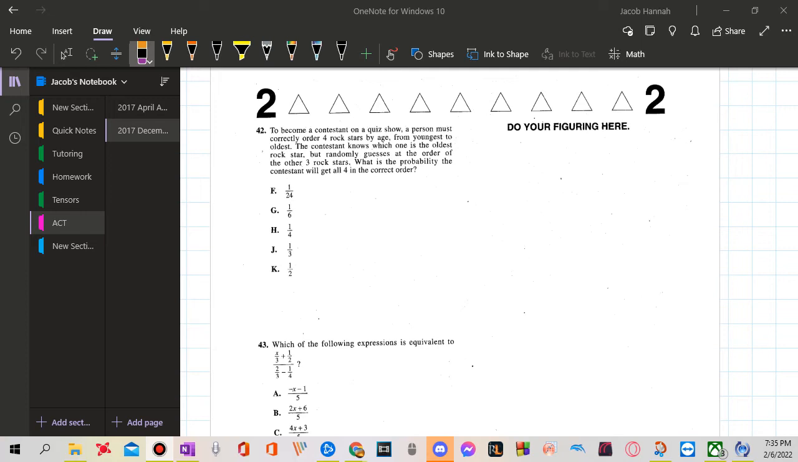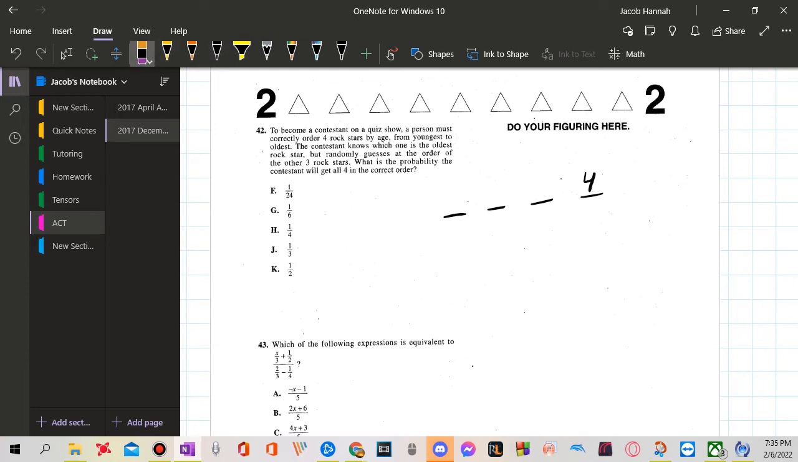So, to become a contestant on a quiz show, a person must correctly order 4 rock stars by age from youngest to oldest. The contestant knows which one is the oldest rock star, but randomly guesses at the order of the other 3 rock stars. What is the probability the contestants will get all 4 in the correct order? So, let's say that this is rock star 1, 2, 3, 4.